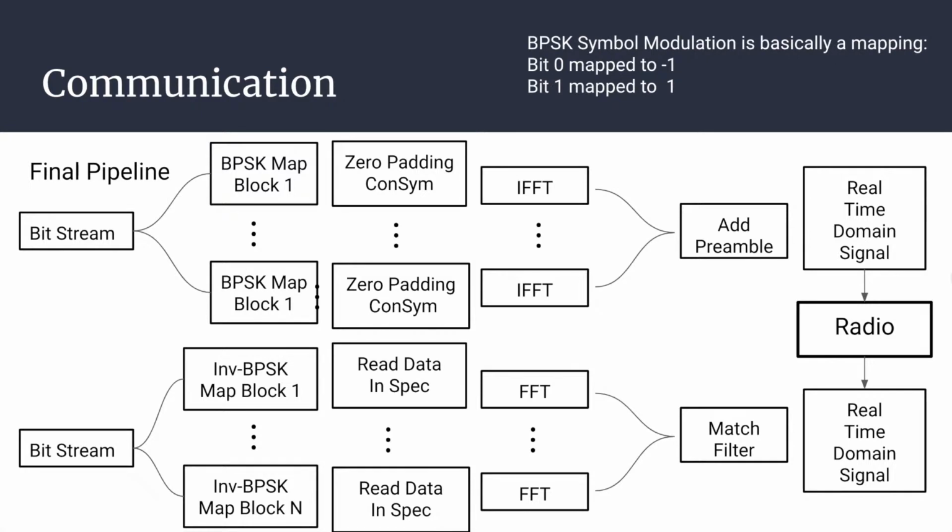When we get the spectrum blocks, we do inverse FFT for each of them to get the real audio signal blocks and concatenate them all. Also, for synchronization, we add a chirp as the preamble of the whole signal and use a matched filter at the receiver.